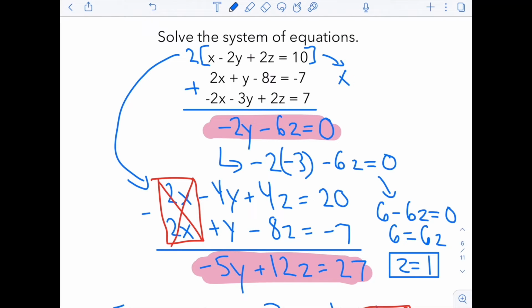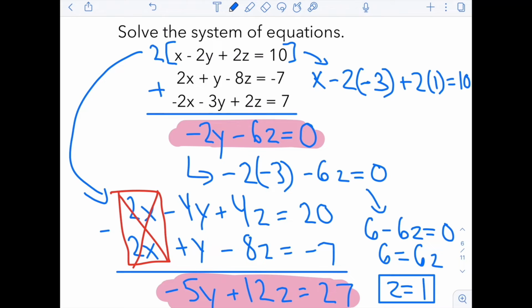So we have x minus 2y, so y is negative 3. So I'll substitute that. And we're adding 2z, and z is 1. Now let's solve for x. So negative 2 times negative 3 is positive 6. So this is x plus 6. Plus 2 times 1, so plus 2 equals 10. And that simplifies to x plus 8 equals 10.